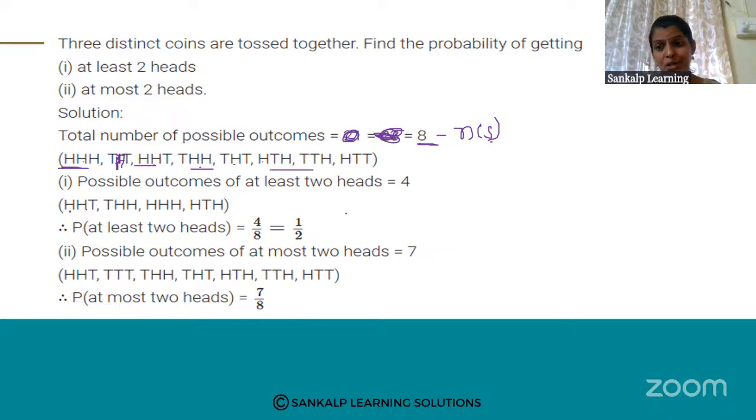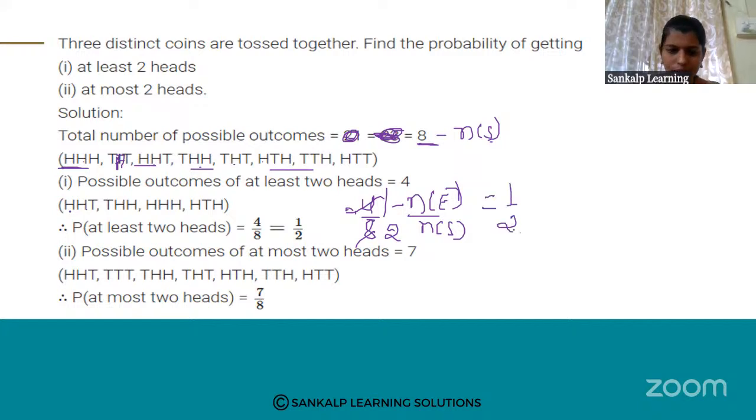So at least 2 heads means 4 divided by 8. 4 ones are 4, 4 twos are 8. This is n of E. This is n of S. Okay. So n of E is 4. n of S is the total number of outcomes, 8. So 1 divided by 2 you will get.